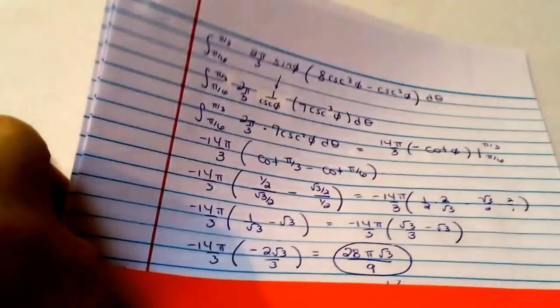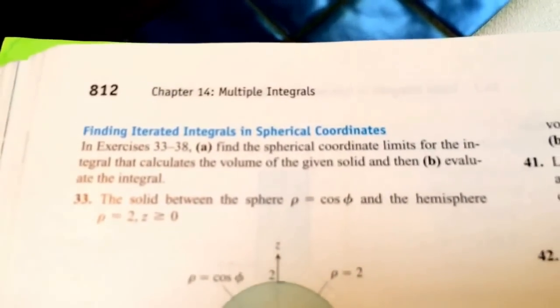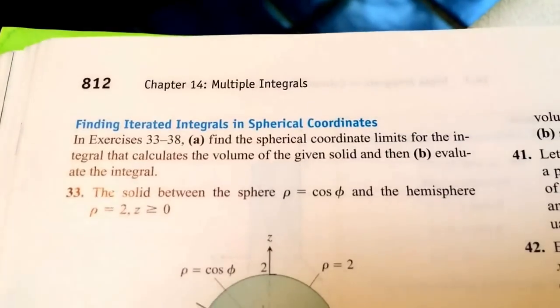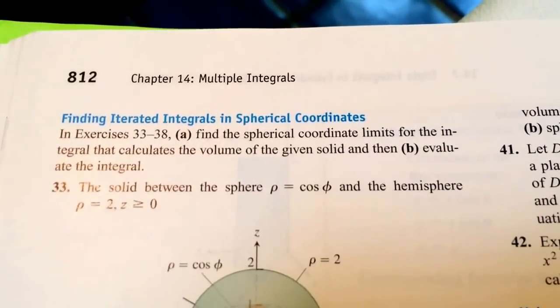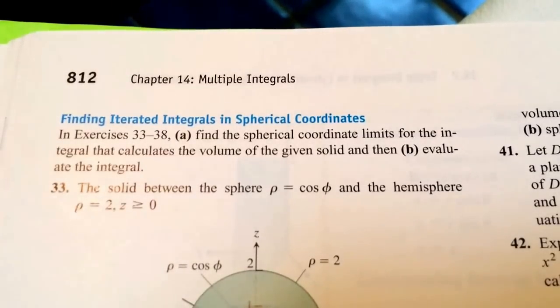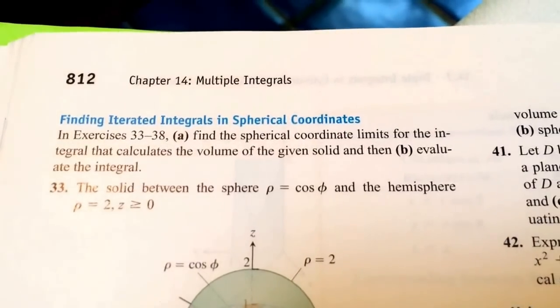Okay, let's see what's next. This is a long section because in the old book, this was 2 separate sections, I think. Cylindrical and spherical were 2 separate sections. Here they're together. Okay, here's the directions. So 33 to 38, part A, find the spherical coordinate limits for the integral, and then evaluate the integral.